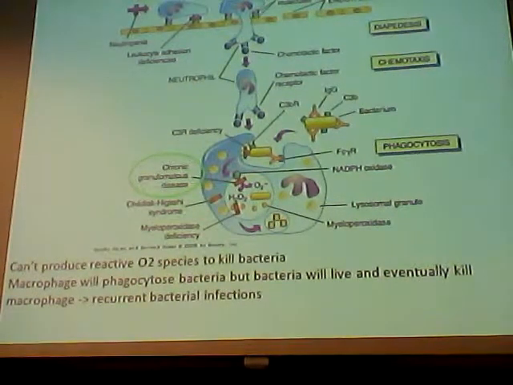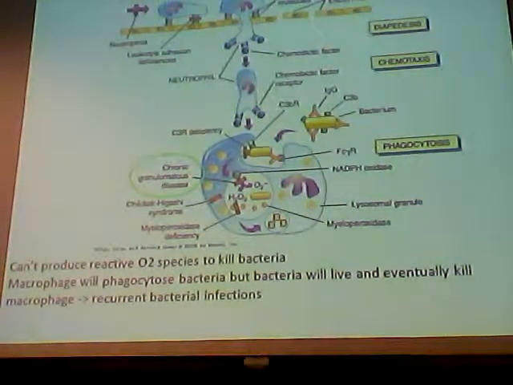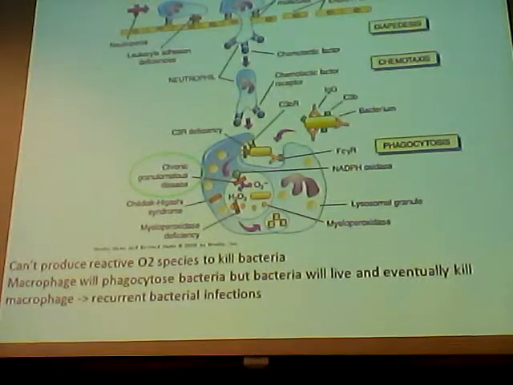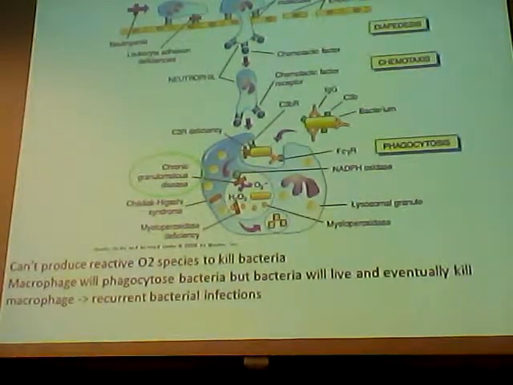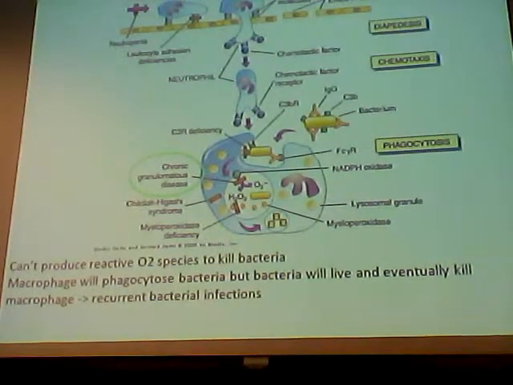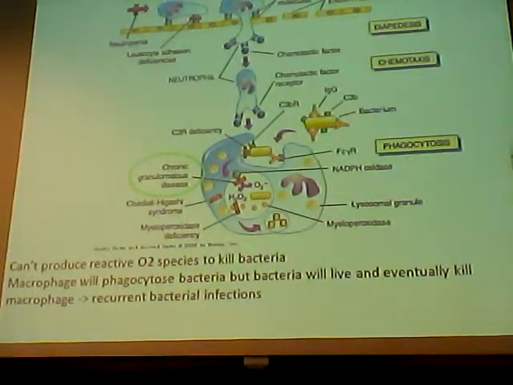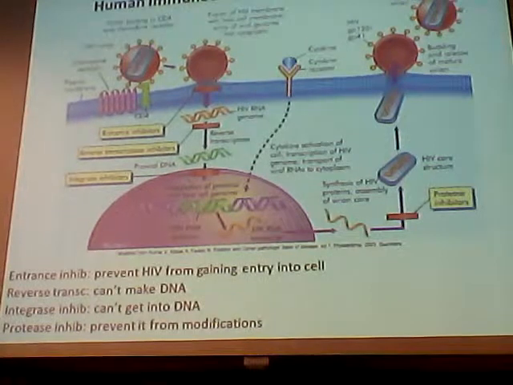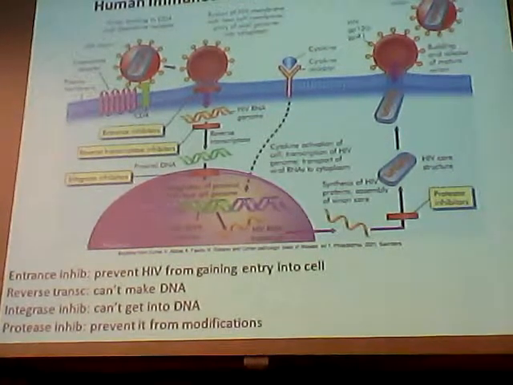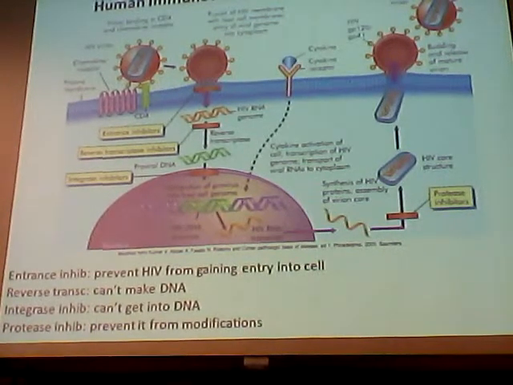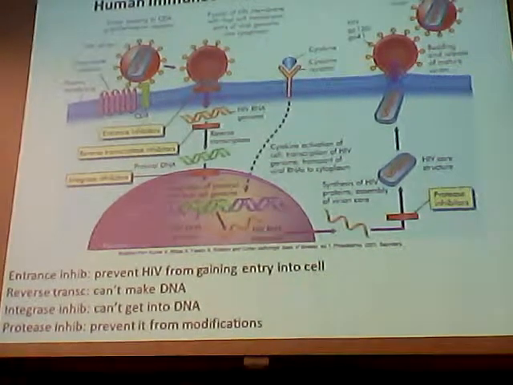Chronic granulomatous disease: you can't produce reactive oxygen species to kill bacteria, so your macrophage could engulf the bacteria, but then it's not actually able to kill it, so bacteria can kill your cells. And then HIV, remember, HIV is an RNA virus, so it has to be converted into DNA before it can incorporate into your genome and replicate, okay?